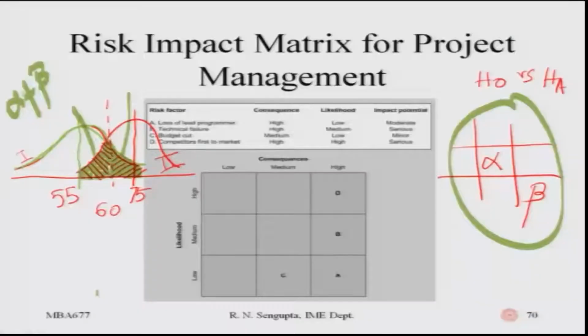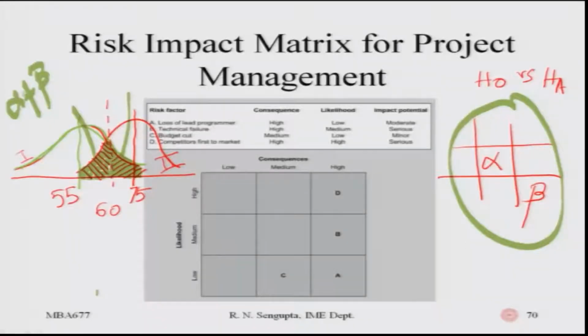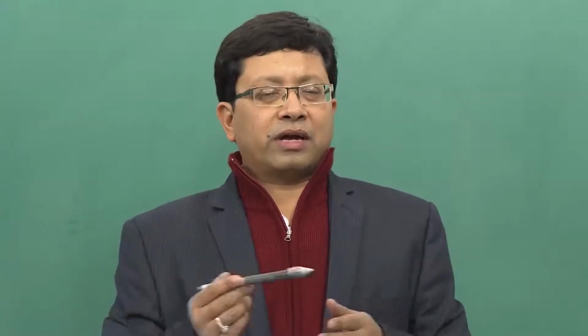So, if you consider the risk factors, there would be loss of lead programmer, and these are the consequences, but obviously there would be an effect in the quantitative sense, which we will see later on. There would be technical failures, budget cuts, competitors being first in the market, and the consequence can be either high or low depending on what type of projects we are doing. Likelihood and impact potential would also be analyzed by the project manager team, the project supervisor and the organizational manager, who has a vertical and a horizontal HR relationship with the project team.